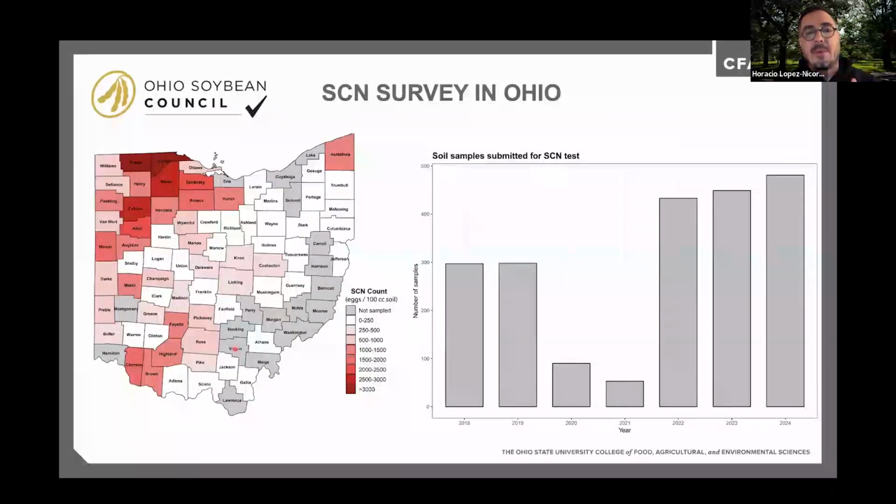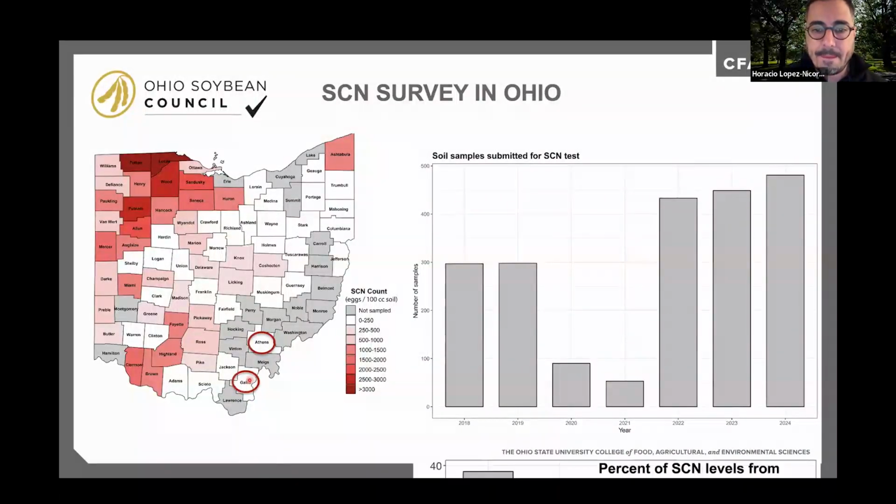And because we receive these samples at the lab and we're able to trace them back, you can see that since I joined in 2021, we have been processing over 400 samples every year. We can update our SCN distribution map in Ohio, and not only distribution, but also how much on average we have per county. And for this, we're very grateful for the support of the Ohio Soybean Council, of course. It also allows us to track different counties where before we did not detect SCN, and now, for the first time, we are detecting it and we know we have it.